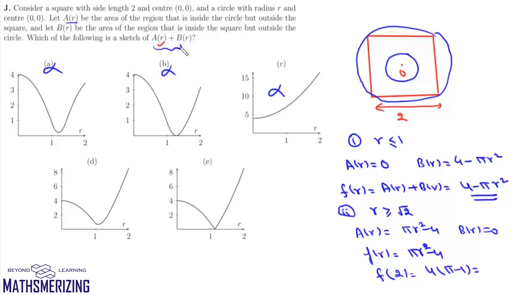Now we know that both AR and BR are areas. Now we need to identify whether AR plus BR can be 0. AR plus BR can only be 0 if AR is 0 and BR is 0. And AR is 0 and BR is 0 only when this circle becomes a square. But this circle cannot become a square. So this function can never take the value 0. So we can eliminate this option E. So the graph of AR plus BR has to be this option D.